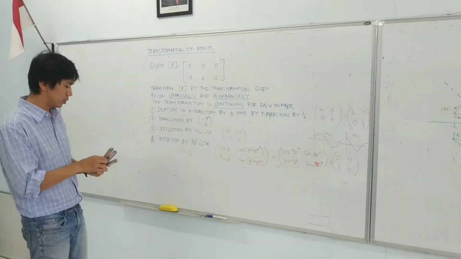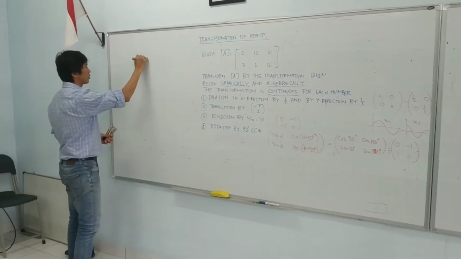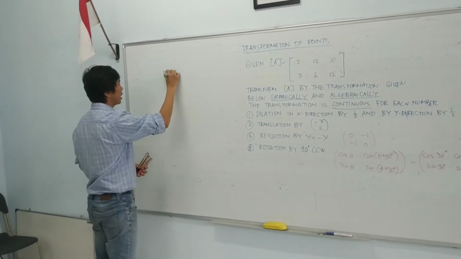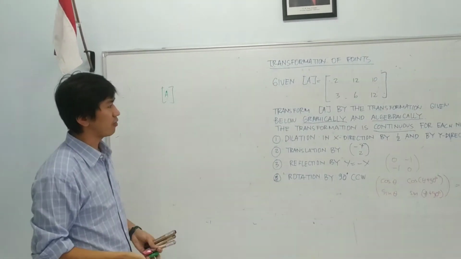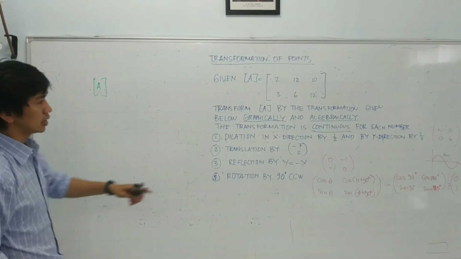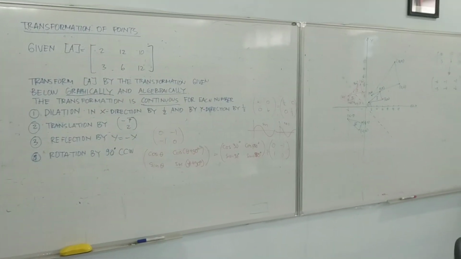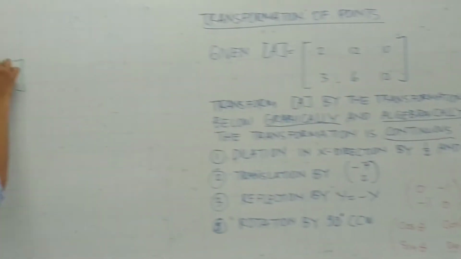Then what do we do? So yeah, I'll put the calculations over here. So let's say we have A, the first transformation that we have is dilation, right? So dilation, it says that you have half, 0, 0, 1/3. So I multiply it with the dilation over here.